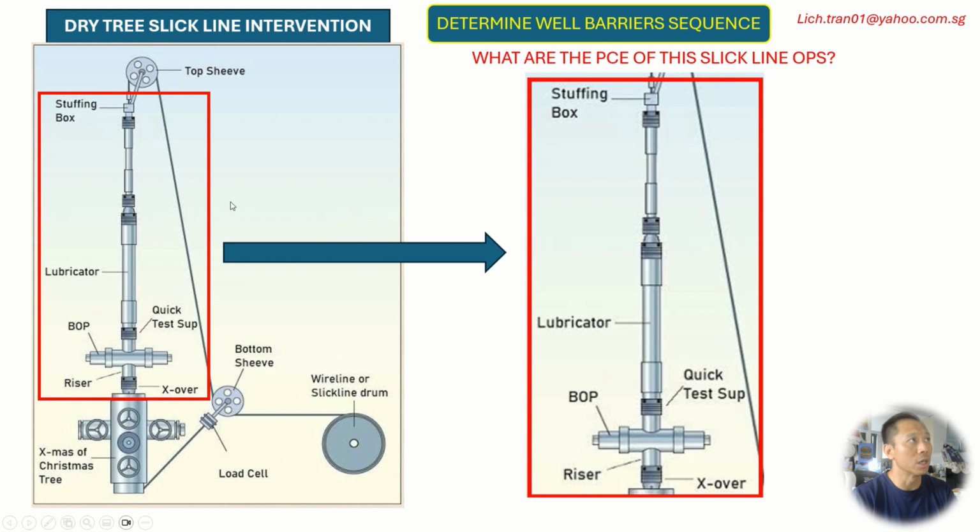It's basically everything starting from the stuffing box. And here you see the zoomed-in picture, from the stuffing box all the way down to the lubricator and everything in between it, down to the quick test sub and the BOP. But this is a slickline BOP, not your drilling rig BOP. The slickline BOP, another name is slickline or wireline valve. Okay, and the short piece of the riser and the crossover from the tree cap to the bottom of the slickline BOP or slickline valve.